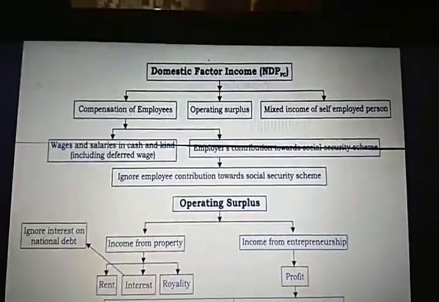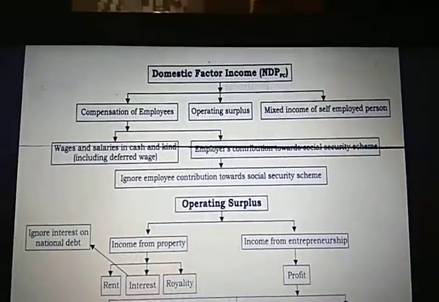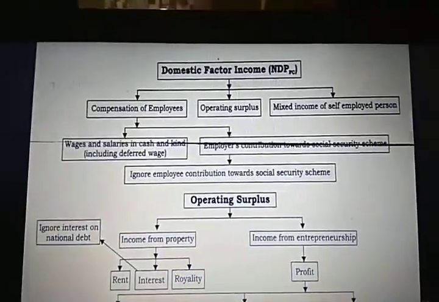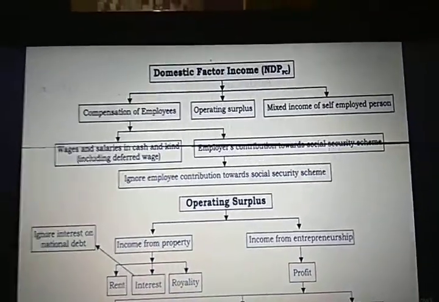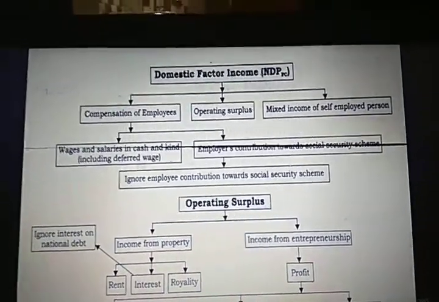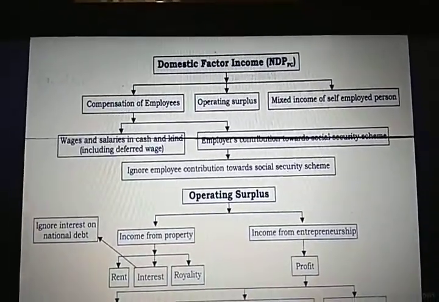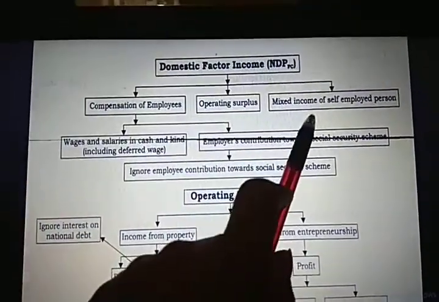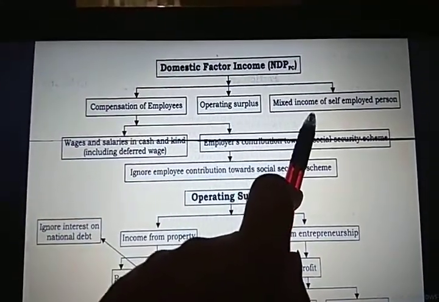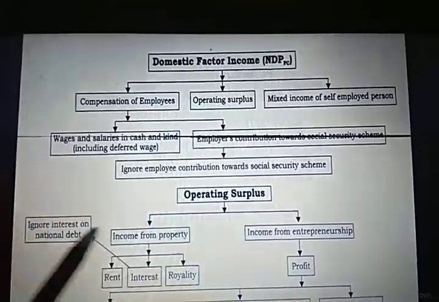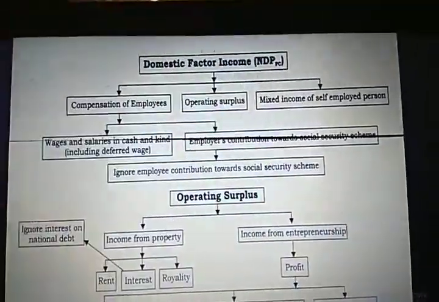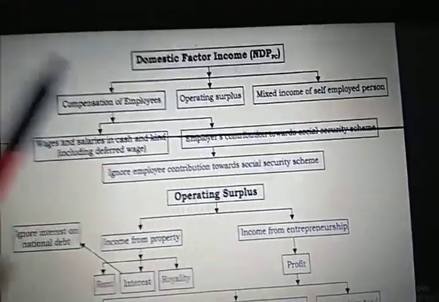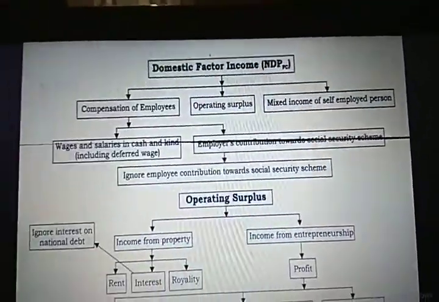In this case, when everything belongs to the same person, it becomes very difficult to segregate the factor income. So for such type of self-employed person, we have propounded a different term which is known as mixed income of self-employed, because it is very difficult to separate all these factor incomes. So that is why it is a different part. Adding COE, OS and MI gives you NDP at FC.